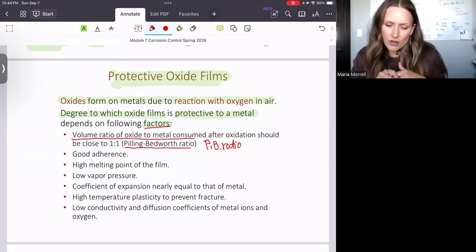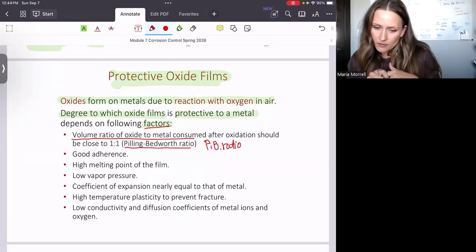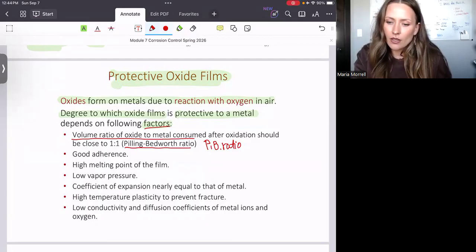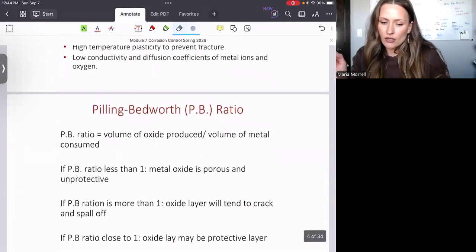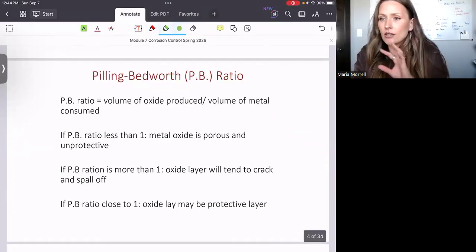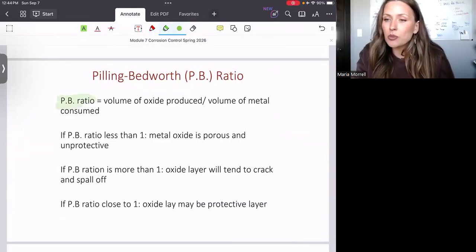Something is off with the way it's phrased here, and I don't like the way it's phrased. Allow me to just show you the next slide, because I have it written a lot better there. So what is the PB ratio?